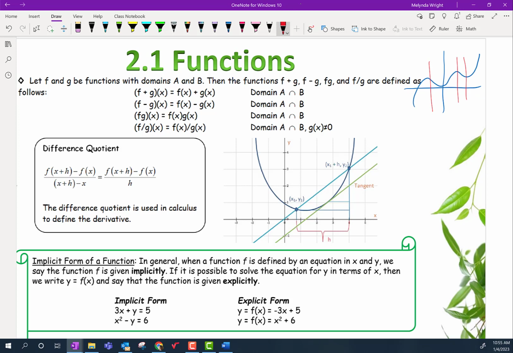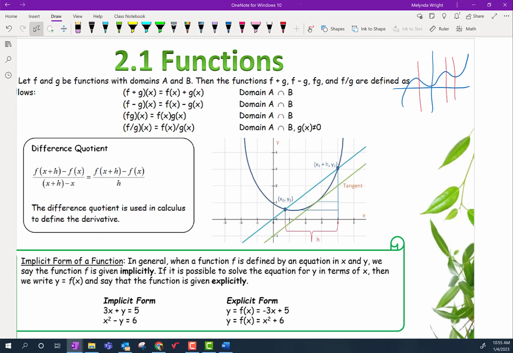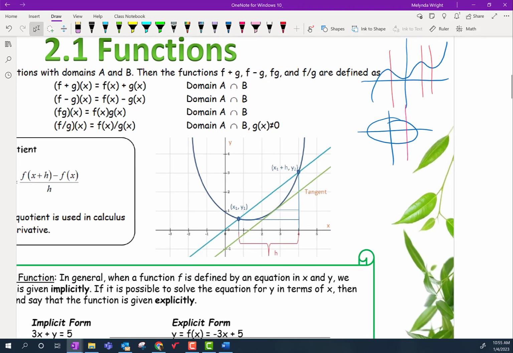Reviewing this is important because some of the homework questions you're going to have will ask you whether something is a function or not. Just another graphing example: if I had an ellipse and did my vertical line test, we would see that an ellipse is not a function because it crosses two times.